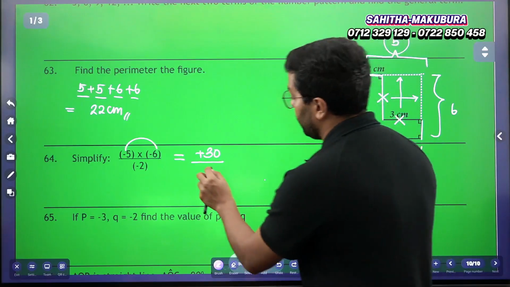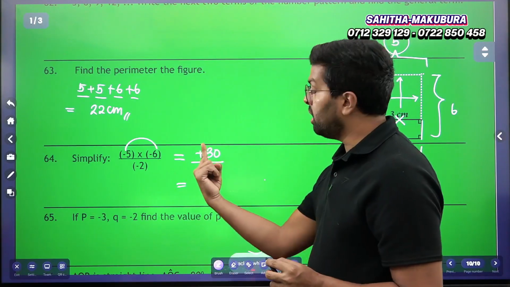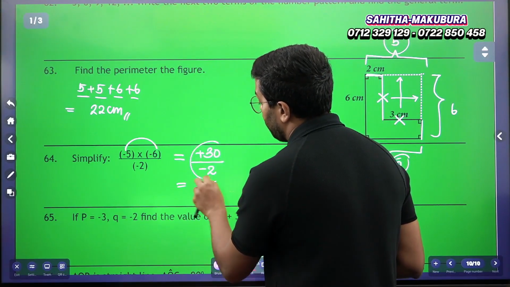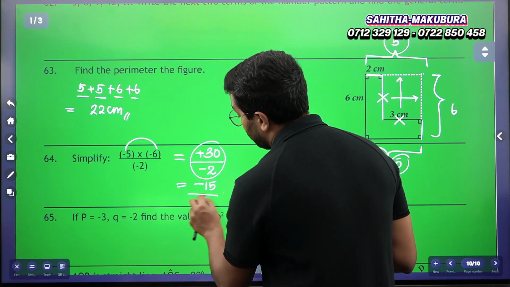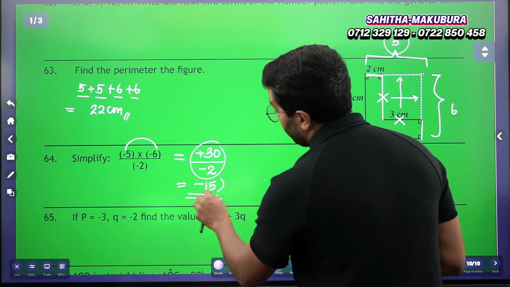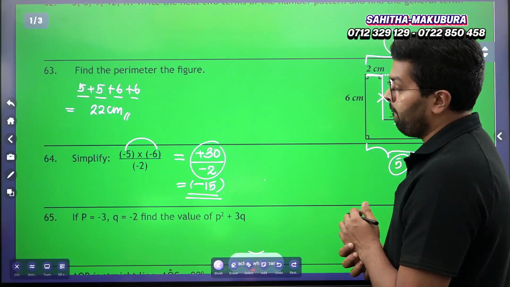Then we have to divide that positive 30 by negative 2. 30 divided by 2 is 15. A positive number divided by a negative number, the answer is a negative number. Final answer, negative 15. Okay? Right?